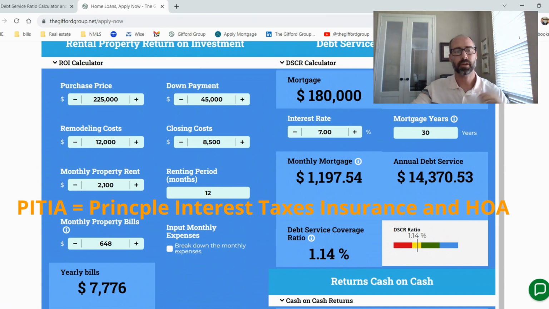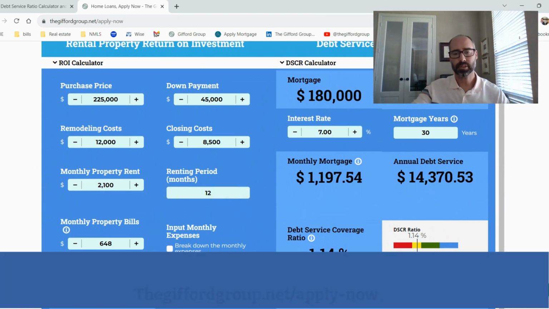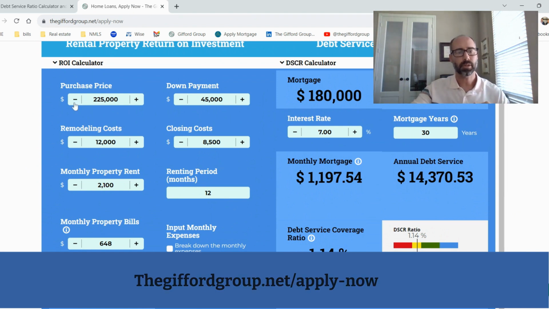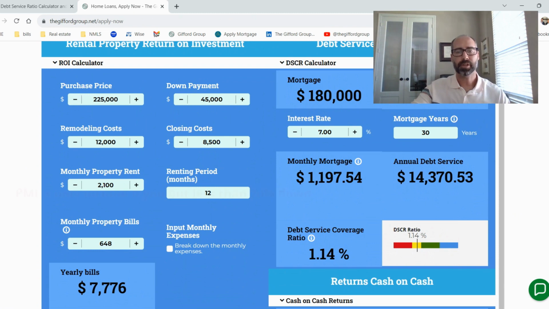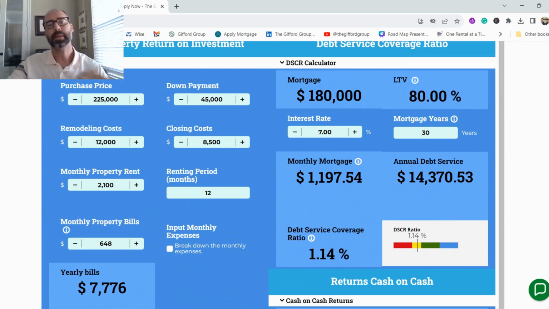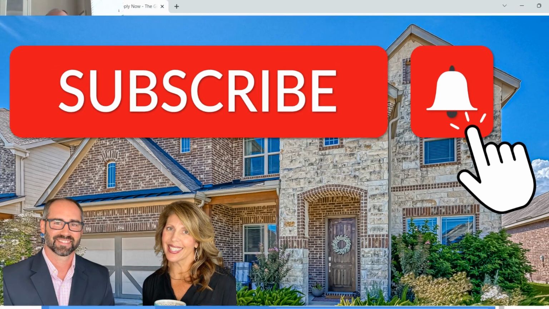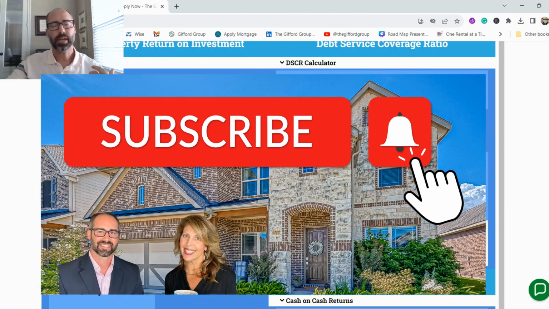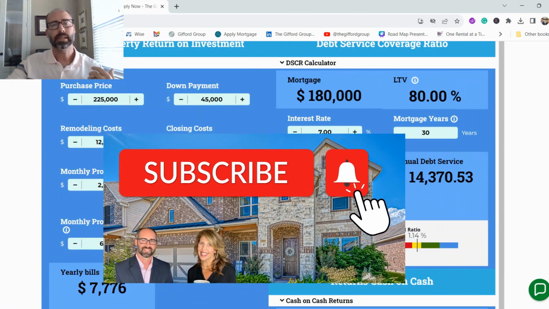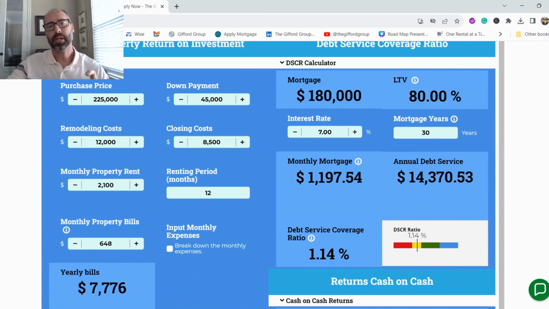But let's start off with an example on the calculator so that you can walk through it yourself. Once again, it's on giffordgroup.net/applynow, and I'll have a link directly to it. You're just going to put in your purchase price, and you can put in your down payment. The thing that really matters is the actual loan amount, but I like to see the down payment, because we can't do more than 80% loan to value on most of these. In the past, if you had really good credit, you could sometimes do 15%, but I think right now most of them are going to be at 20%, if not 25% down.